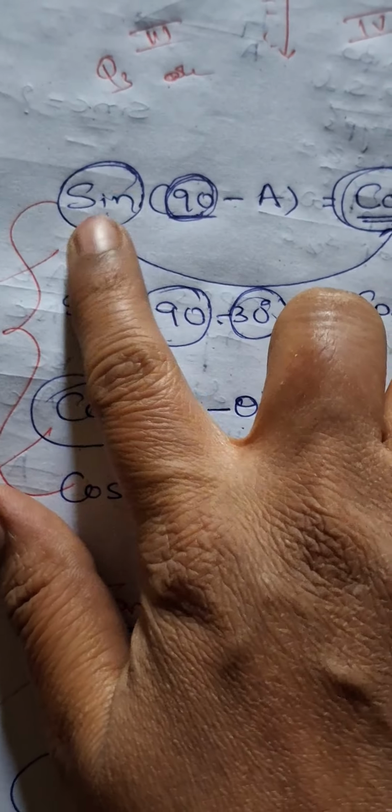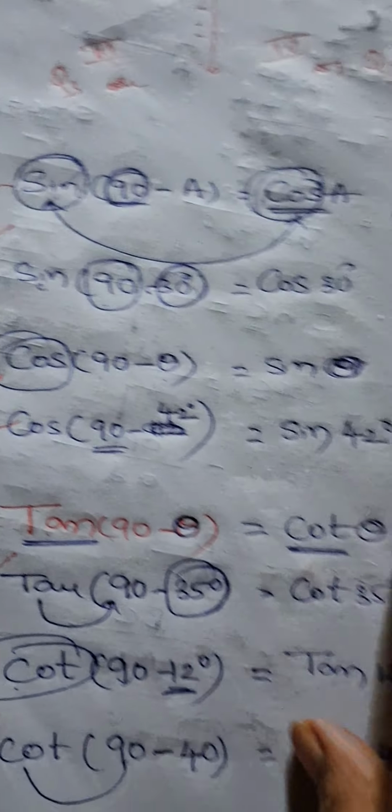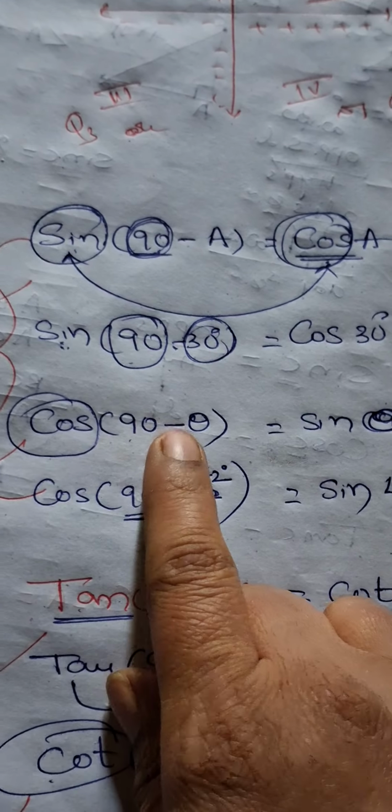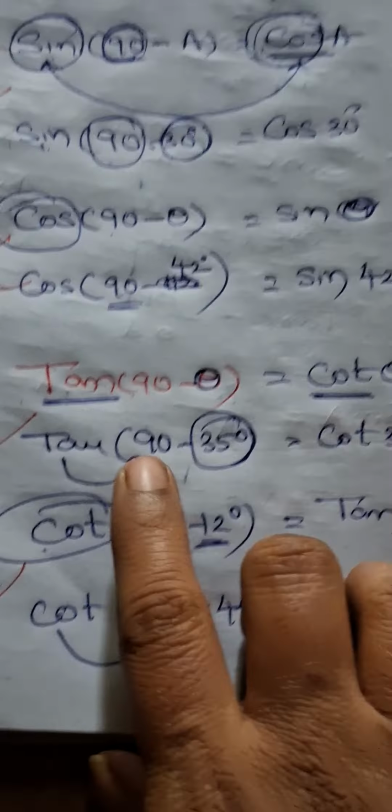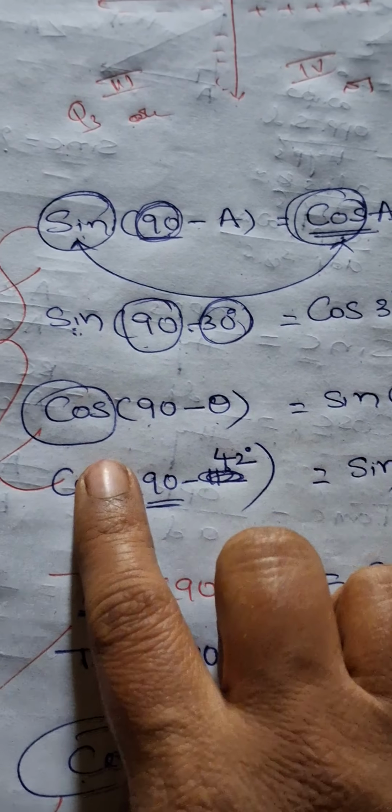Again I am going to revise once. Sin 90 comes, then what to write? Cos. Sin, cos. If cos 90 comes, then sin you have to write. If sin comes, write cos; if cos comes, write sin.